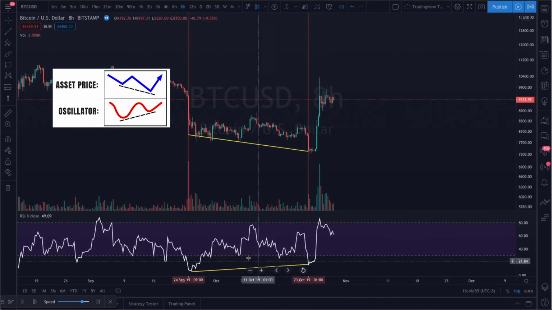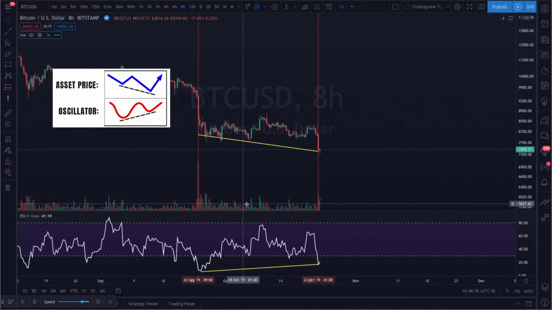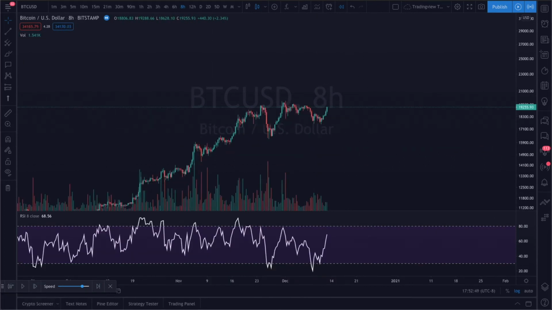Now, sometimes you have to be very careful because, say we go back here, and price action didn't break to the upside. Instead, it broke to the downside. The RSI would then likely move further to the downside, invalidating that bullish divergence. All right, so moving on to hidden bullish divergence.